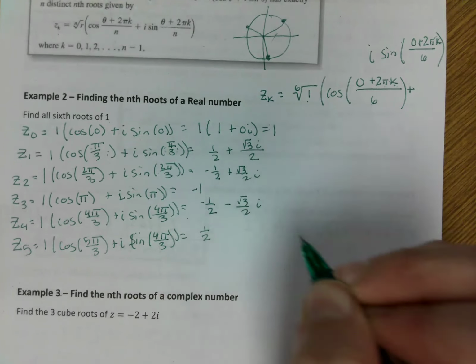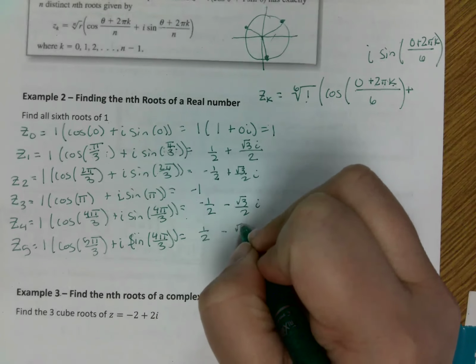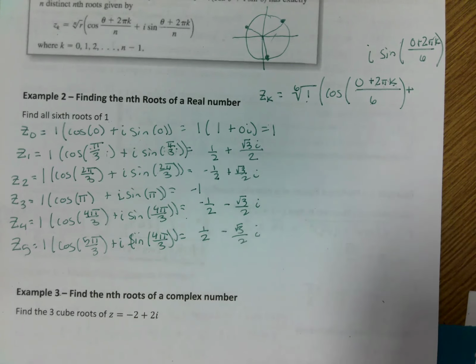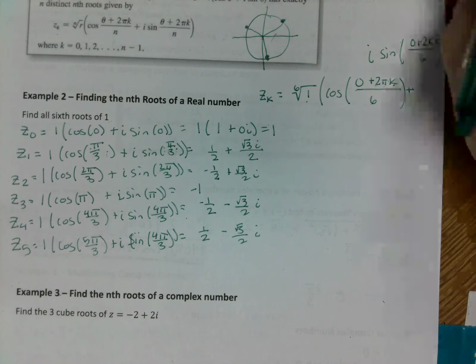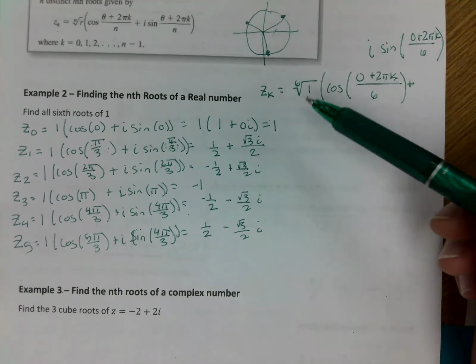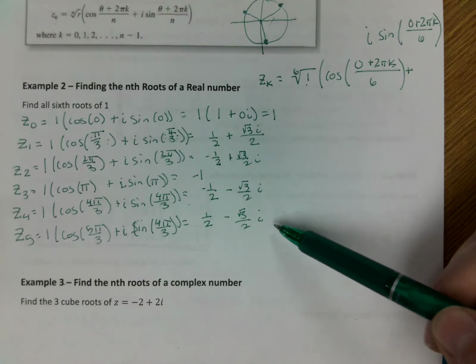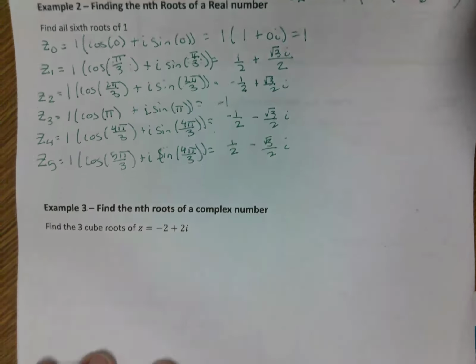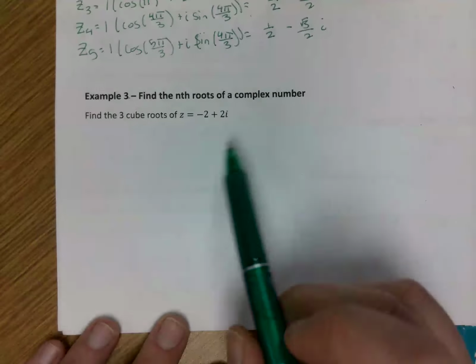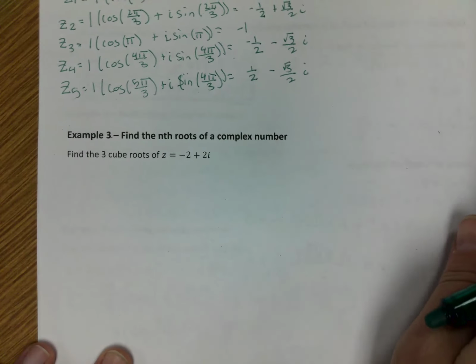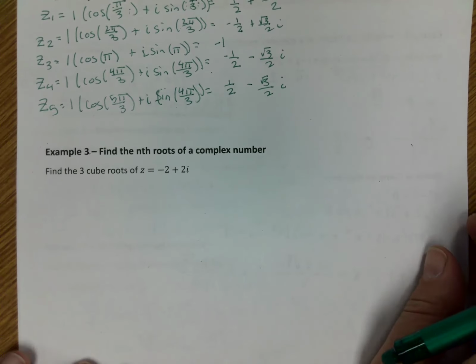And the last one, at least 1/2 minus square root of 3 over 2i. So when I'm working with those, I typically will not do a sixth root, but this would be my 6 different answers. Now let's go into cubic. So if I found 3 cubes of this right here, first I have to figure out my r and I have to figure out my angle.